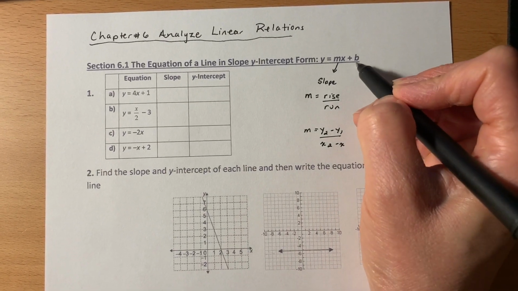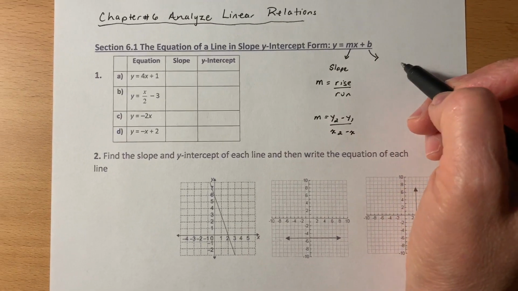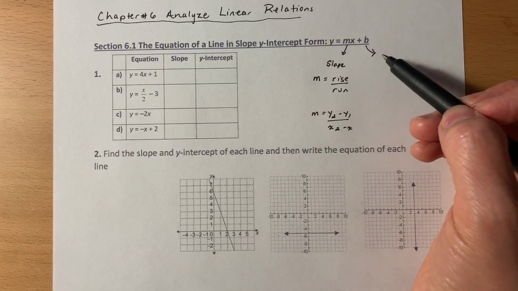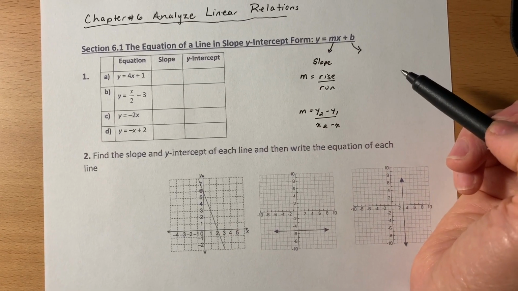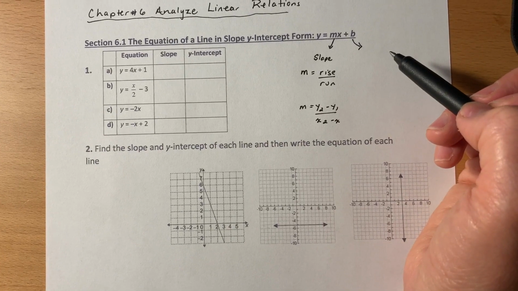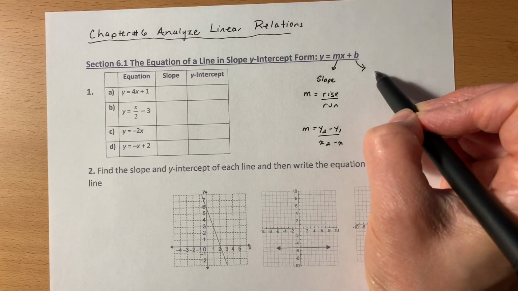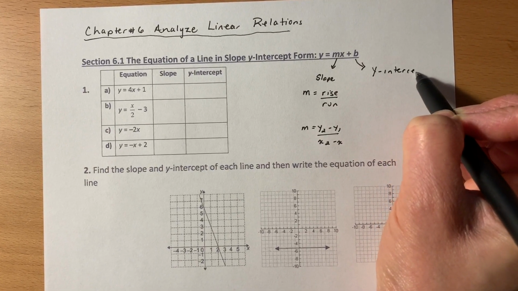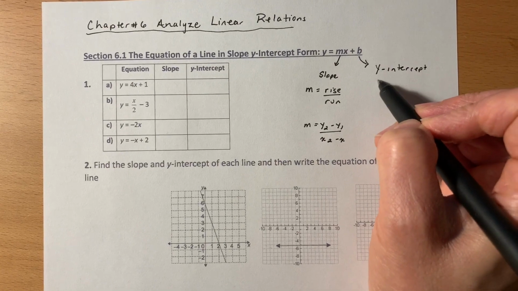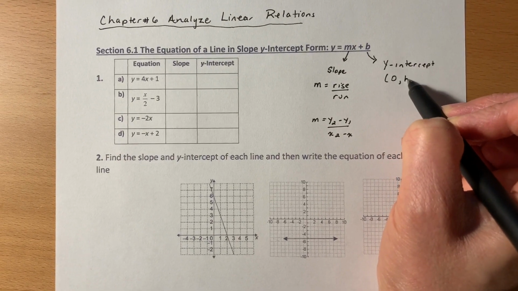Okay. B, in chapter 5, it called it lots of things. It called it the fixed amount. It called it the initial amount. It called it the vertical intercept. And it also called it the y-intercept. In chapter 6, we generally call it the y-intercept. Remember, it's always that y value when x is 0.